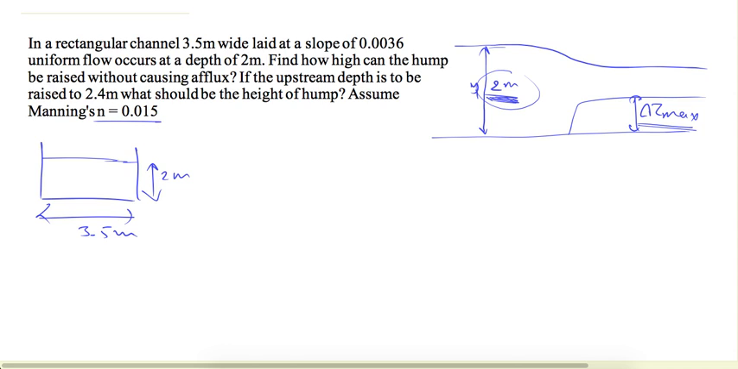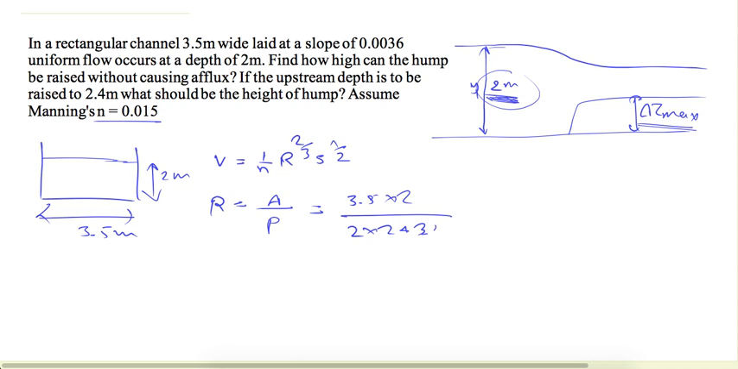So first of all, as channel slope and Manning's coefficient are given, we have to find out the velocity and discharge. From Manning's formula, V is equal to 1 by n R to the power 2 by 3 S to the power 1 by 2, where R is the hydraulic radius and S is the bed slope. So R is equal to A by P. Area of the channel is 3.5 into 2. Perimeter is 2 into 2 plus 3.5. So this is 7 divided by 7.5, and it will come out to be 0.933 meter.